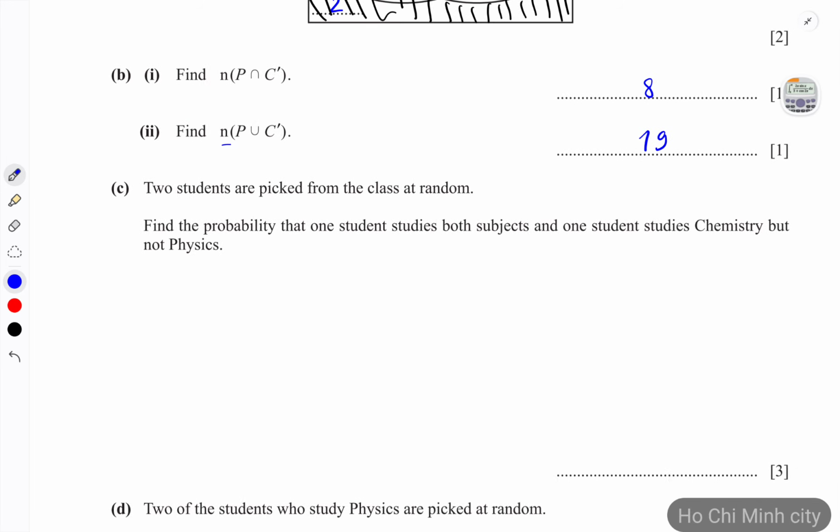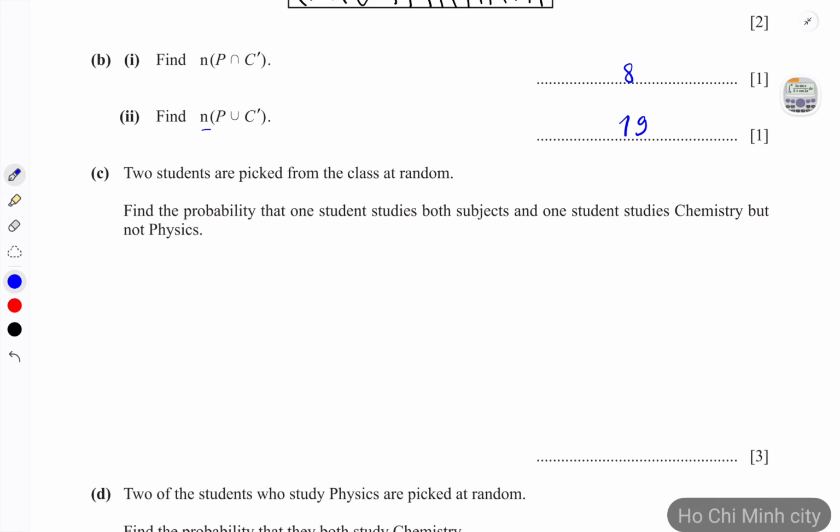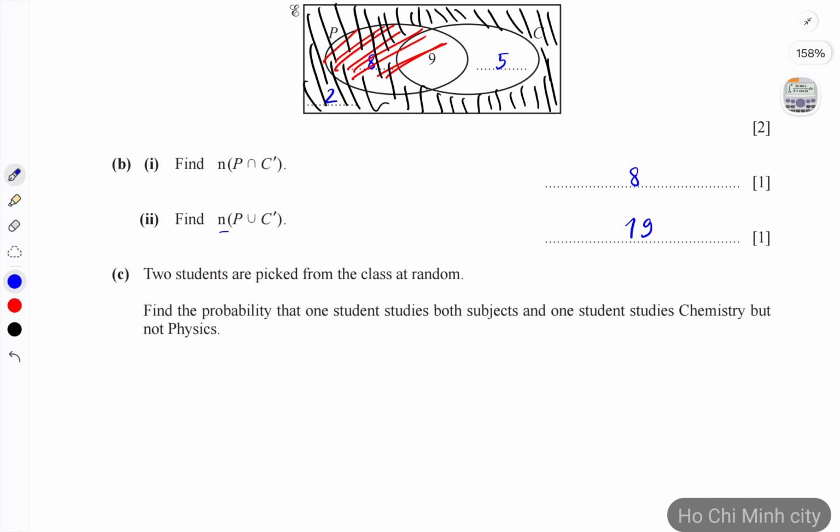Next one. 2 students are picked from the class at random. Find the probability that one student studies both subjects and one student studies chemistry but not physics.